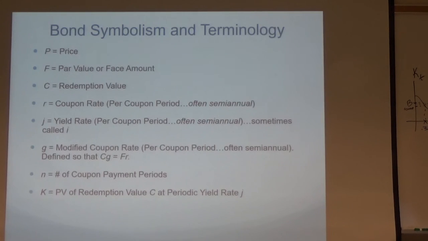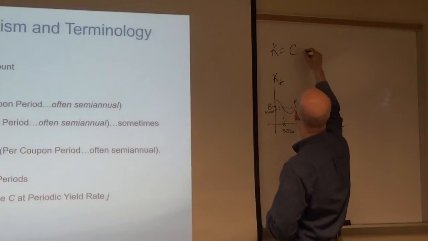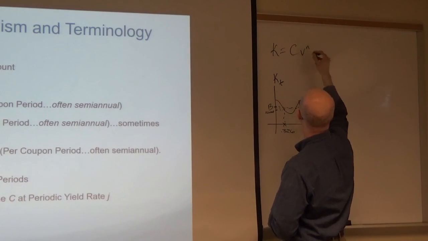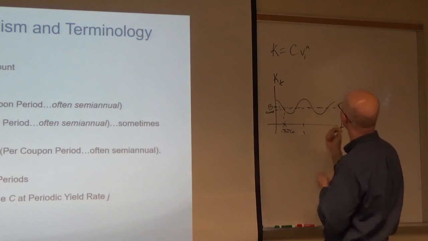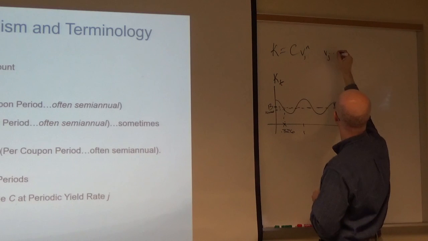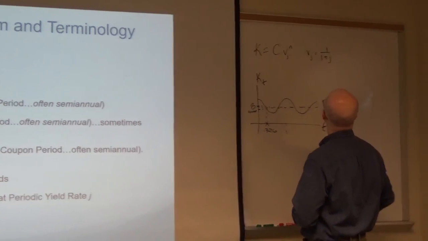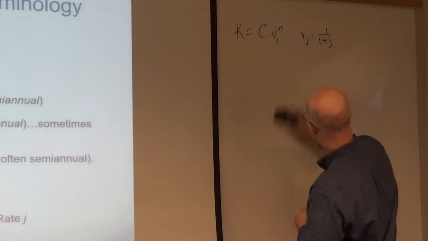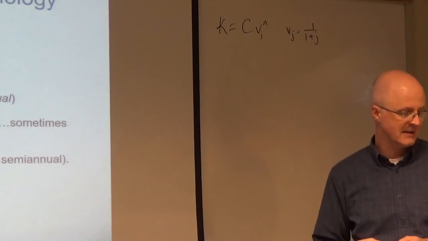K is the present value of the redemption value C at the periodic yield rate J. I didn't write an equation for K, but think about that briefly. That would be C times v to the n, v sub j to the n if you prefer, where v is the discount factor. At yield rate J, v sub j would be 1 over 1 plus j. K is not the same as a payment on a loan here. It is the present value of the redemption value, C.